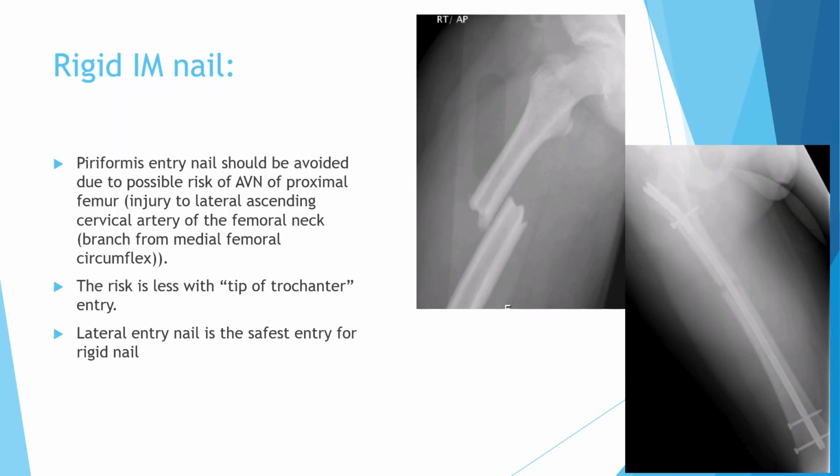So for the rigid nail, as we said, we don't use piriformis because it can risk avascular necrosis, because it can injure the branches of the medial femoral circumflex. Tip of the troch is a little bit safer. However, the lateral entry, which is here, is the safest. As you can see here, these nails are called adolescent nails, and all adolescent nails are lateral entry. So here is the fracture in the femur. The child is more than 42 kilograms or 100 pounds, so a flexible nail may not be the best. So for the rigid nails, in this case, you don't go for trochanteric or piriformis, you go for the lateral entry nail to fix these fractures.